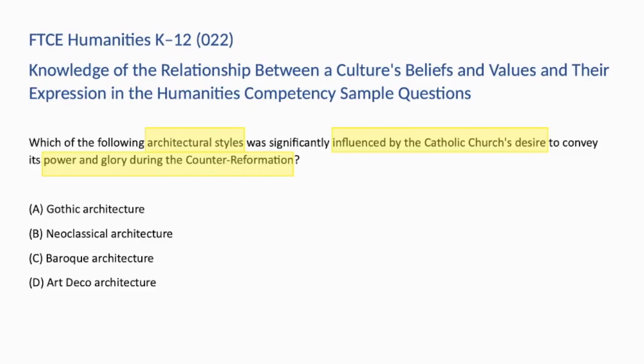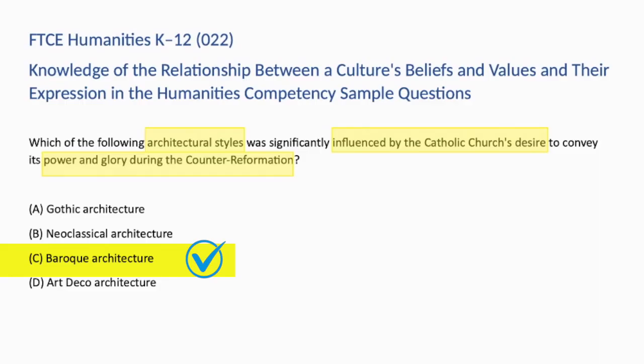Let's look at D next. Art Deco began being employed in the 20th century by governments, businesses, and individuals. It was developed much later than the Counter-Reformation, and again is not associated with the Church. The correct answer is C.